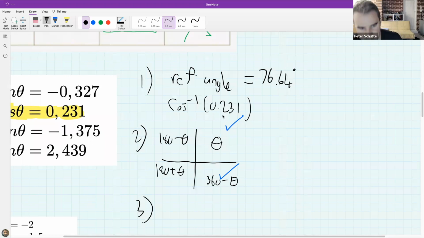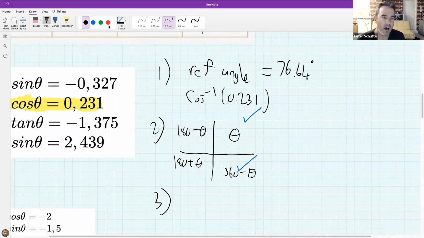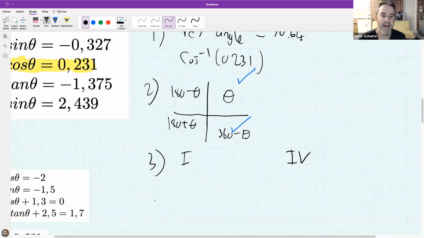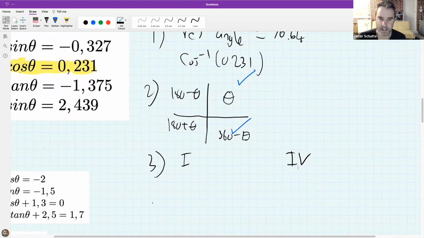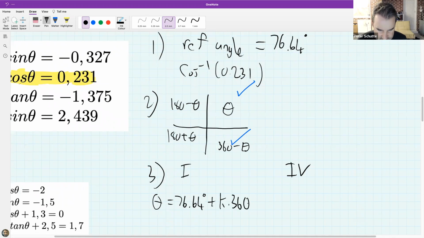Okay, now, this is where the awesome thing comes in. I want to suggest to you that the solution to this equation is in quadrant 1 and quadrant 4, because that's the only place where cos is positive. So I write a Roman numeral to indicate quadrant 1 and another Roman numeral to indicate quadrant 4, because that's where the answers are. Then I go, what was my reference angle I got at the beginning? What was theta? It was 76.64. So I go, theta is equal to 76.64 plus k times 360.